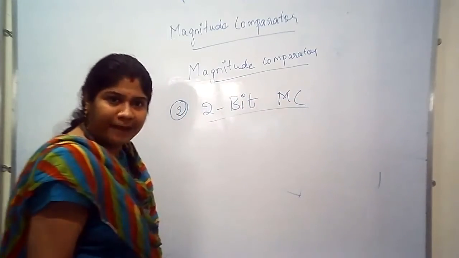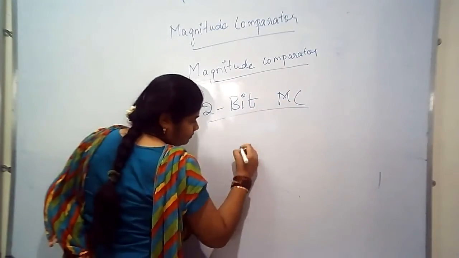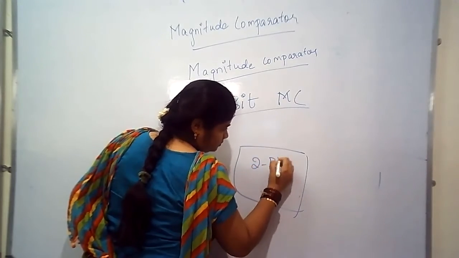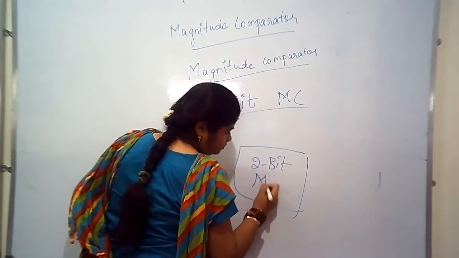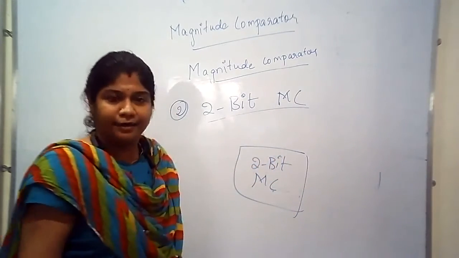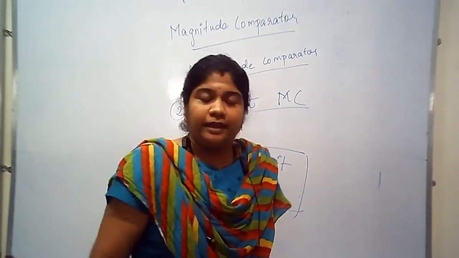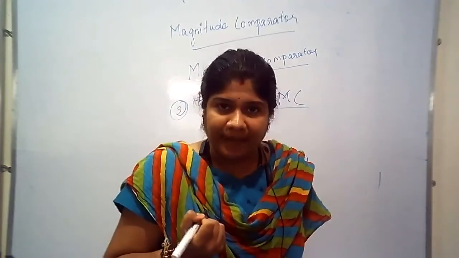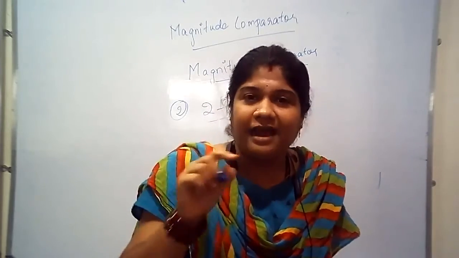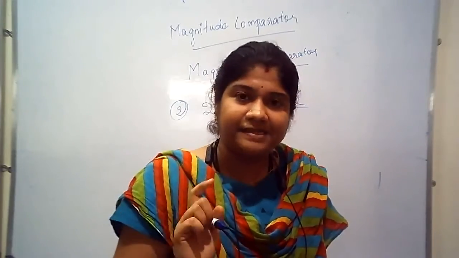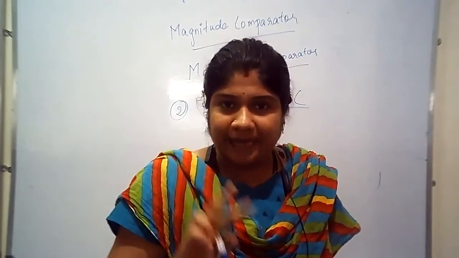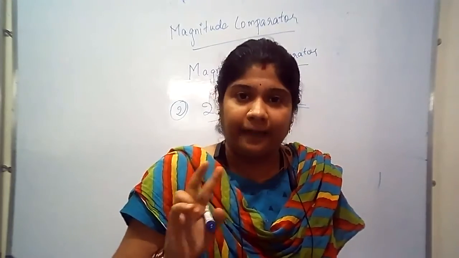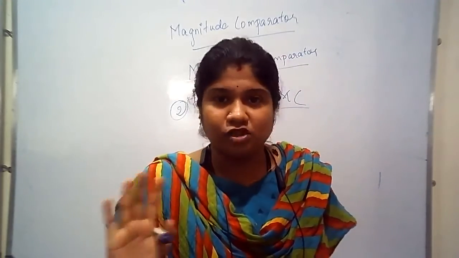This is the 2-bit magnitude comparator. Okay, in the 2-bit magnitude comparator, which is the second type of magnitude comparator, there is one thing I have told you: we will compulsorily have two variables A and B, but we have 3 outputs, which are constant.